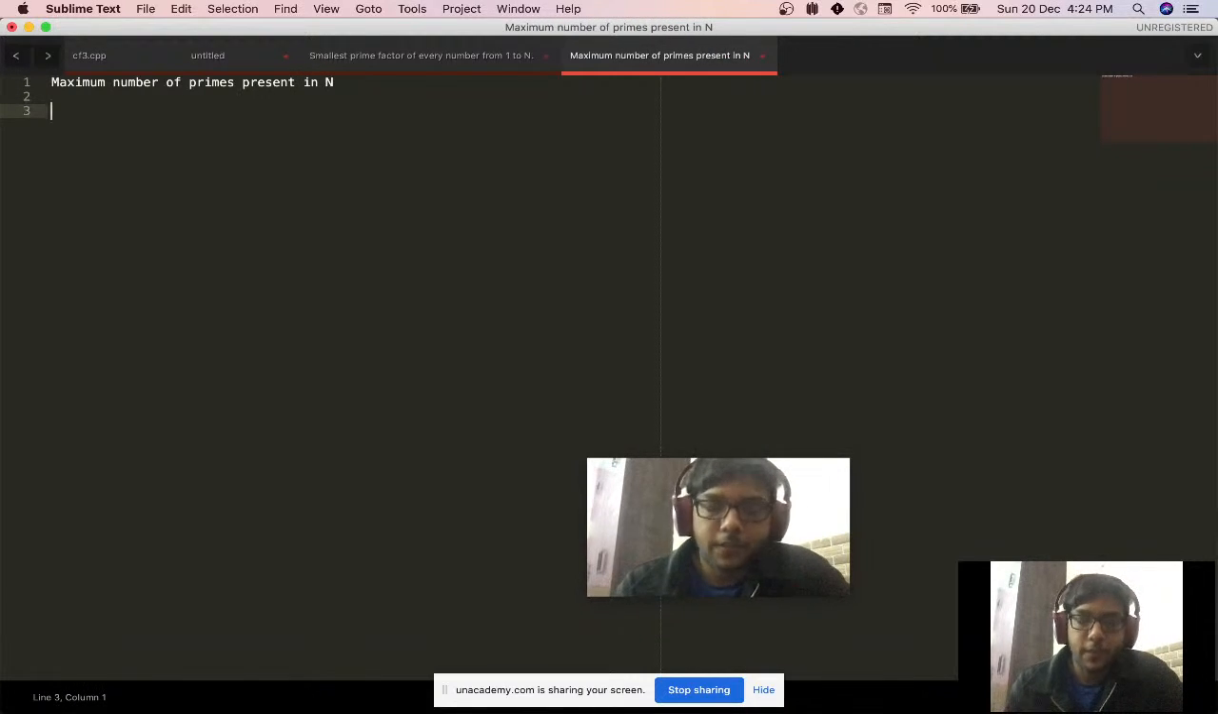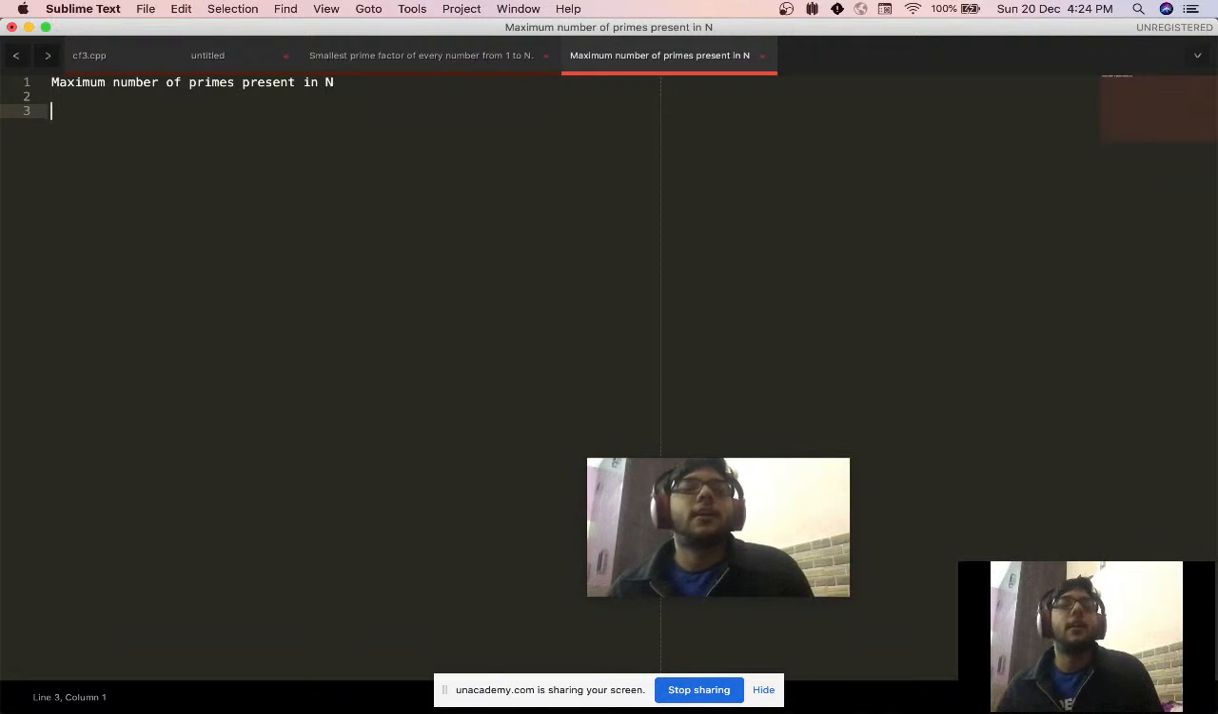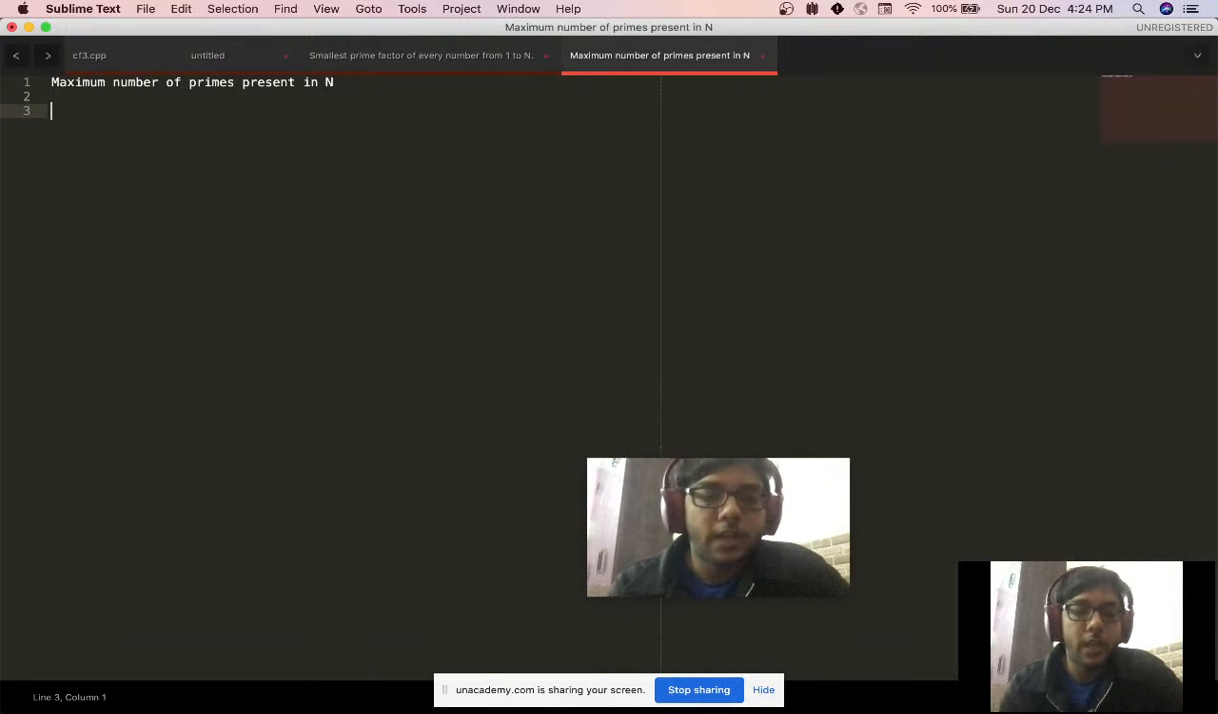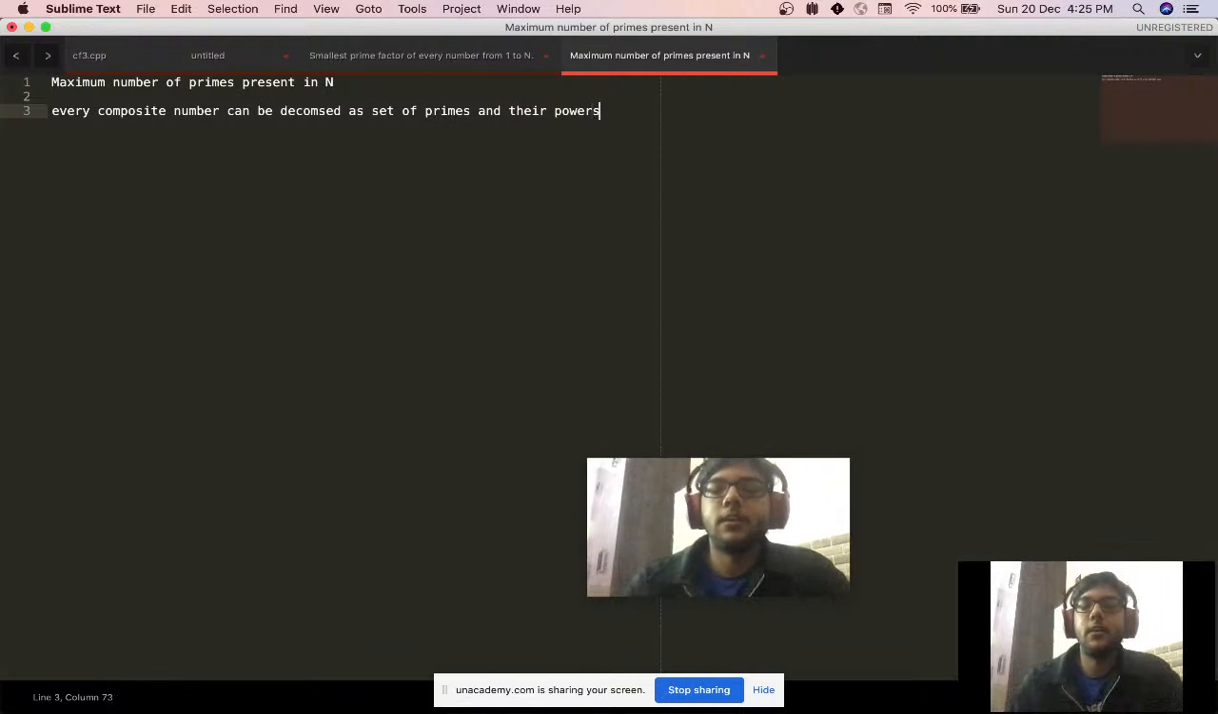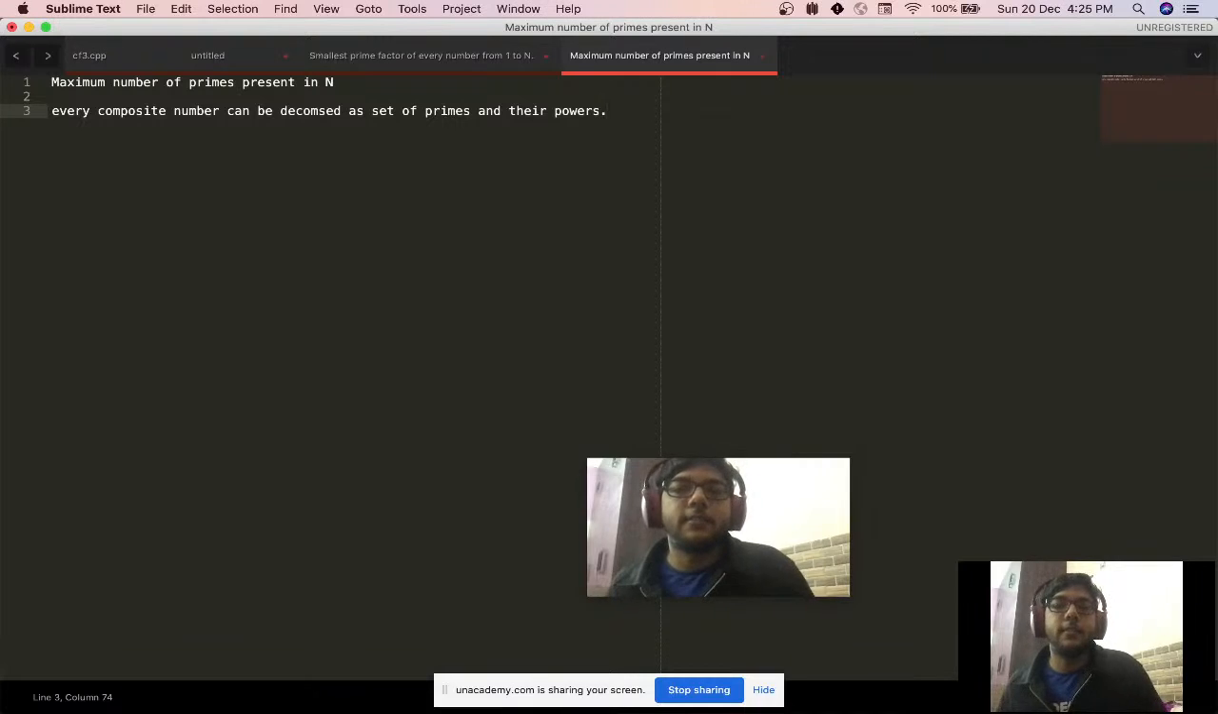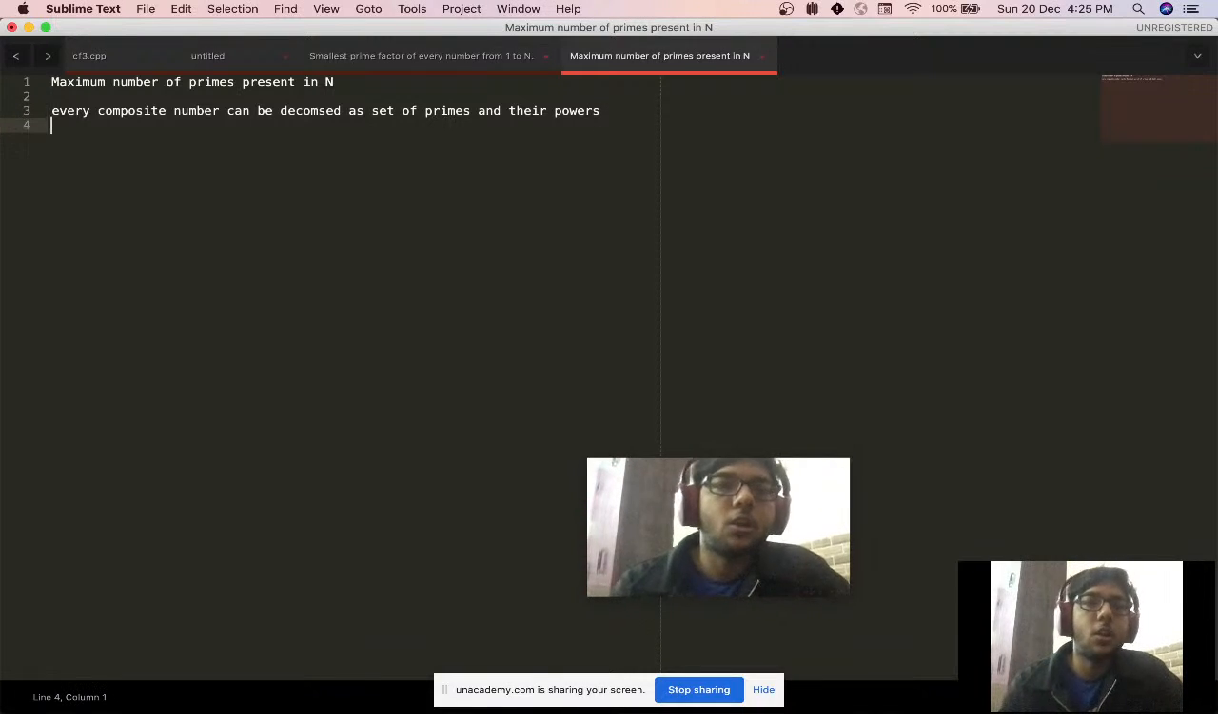So at first I want to tell you that every composite number, I mean you already know, every composite number can be decomposed as a set of primes and their powers. This is a very basic thing, but I have used it a lot. This usually makes things a lot easier.